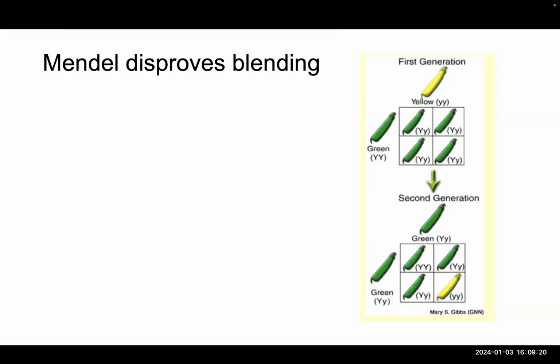So the idea of human skin color looking like blending, it turns out that skin color tends to be a little bit more complex than just the color of pea plants. So we'll talk about skin color and how that works later in the semester, and why it appears like blending.